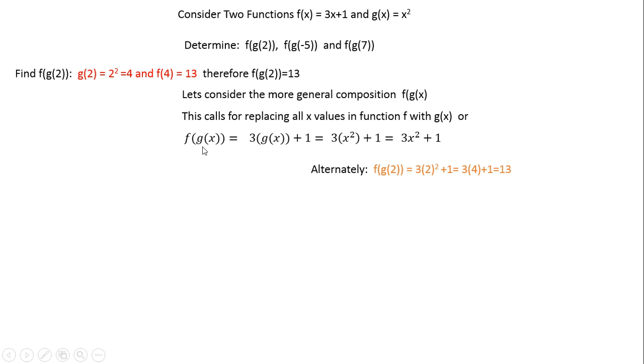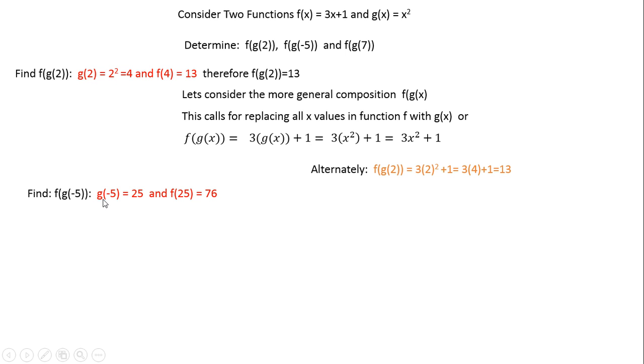So now we have a generalized expression for f of g of x, which we could use to evaluate each and every one of these. In other words, instead of going into g, taking the result and feeding it into f, we could have just gone with the original value. We could have gone with the original value 2 right into 3x squared plus 1, or 2 squared, 4, times 3, 12, plus 1, 13. You get the same result either way. We're comparing and showing that you can get the same thing in two steps or in one step.